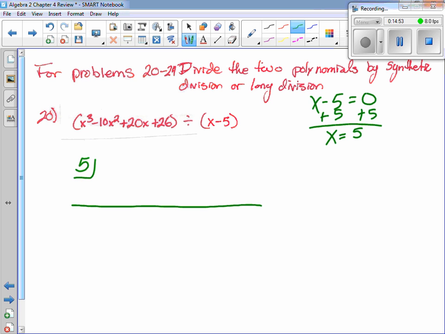Now let's see the numbers going across the top. So I start off, our biggest one is x to the third, so it would be 1 for x to the third. Negative 10 for x squared. 20 for x and 26. And the first thing I do is I drop the 1. Then what do we do next? 5 times 1, which is?